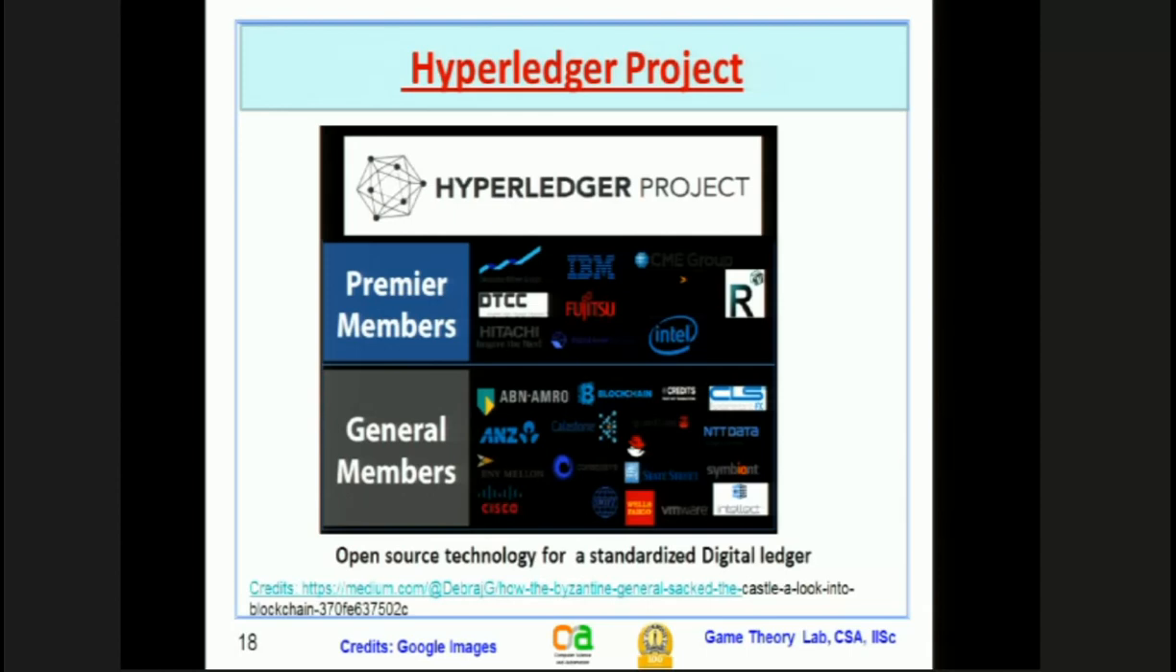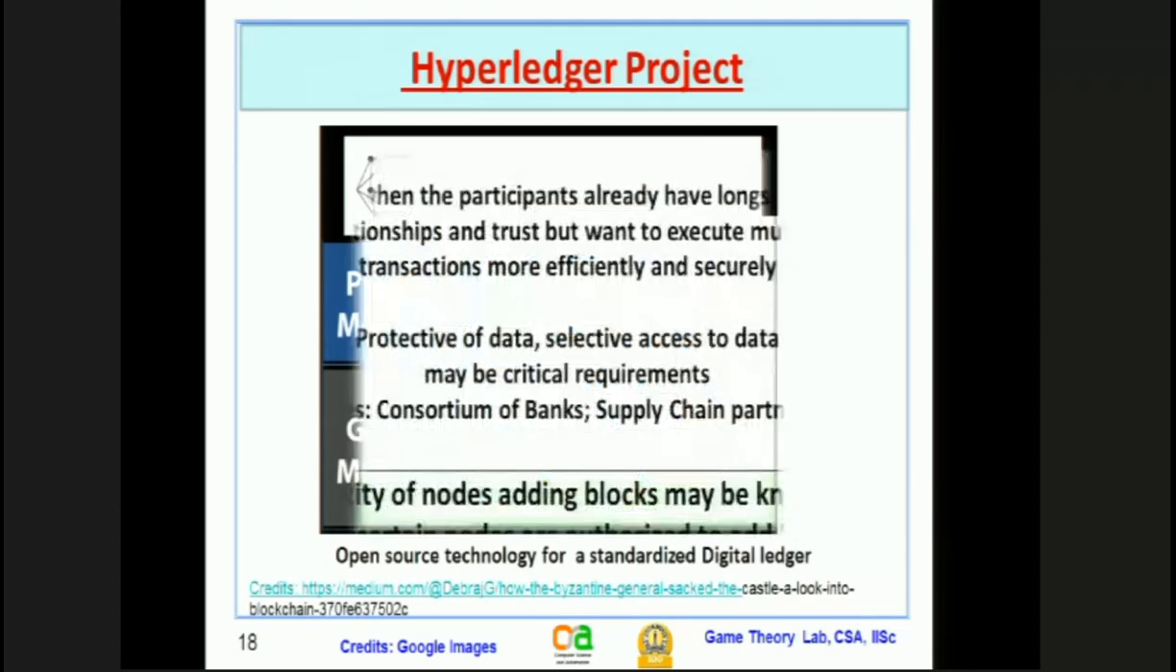Then you have the Hyperledger project. It's an open source technology for a standardized digital ledger. And companies like IBM and Cisco are playing a very important role in the Hyperledger project. And it's actually becoming increasingly popular. So at this point of time, for digital currency, the Bitcoin blockchain turns out to be the most popular. Whereas for business-related blockchain applications, Ethereum and Hyperledger are equally popular. And we are going to talk about permissioned blockchains, and they're also becoming increasingly popular in different domains.